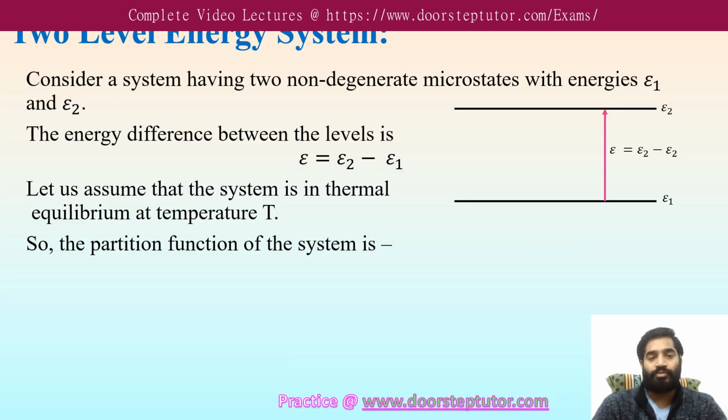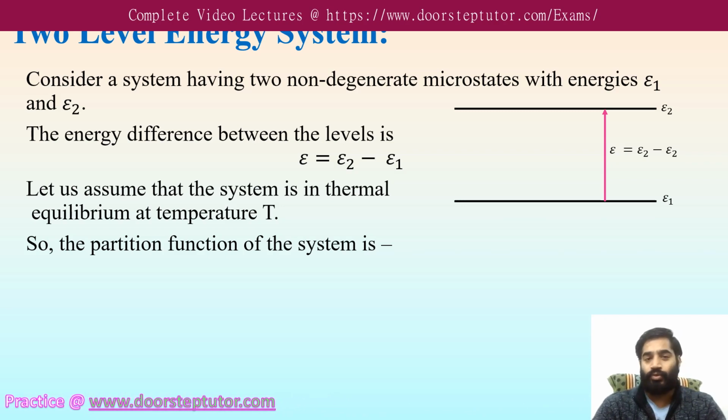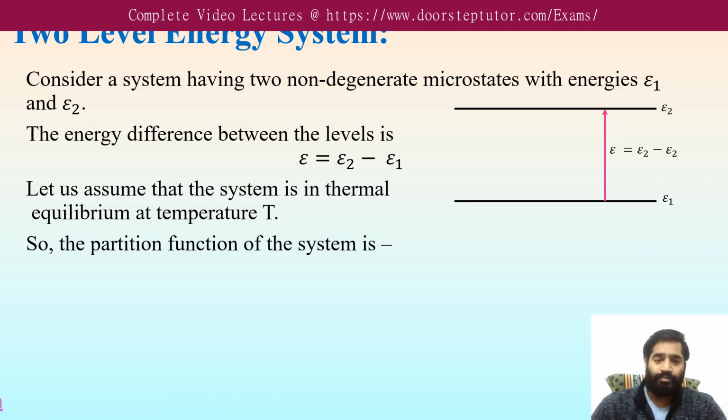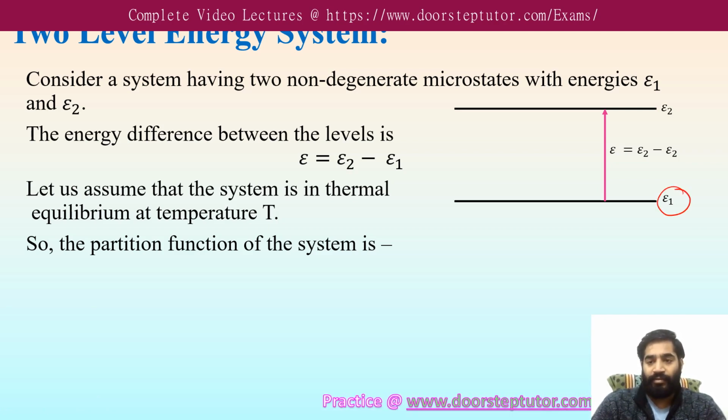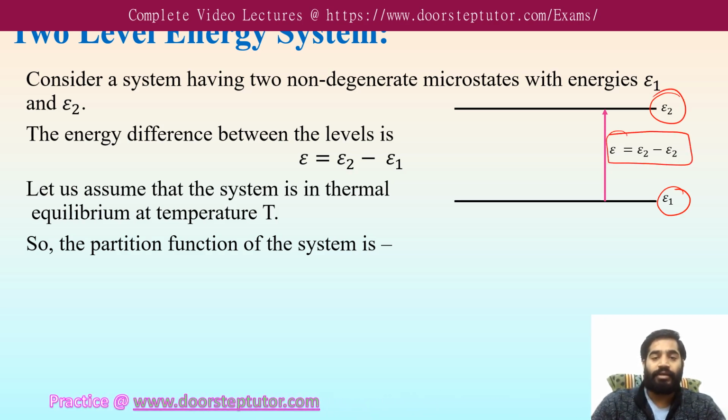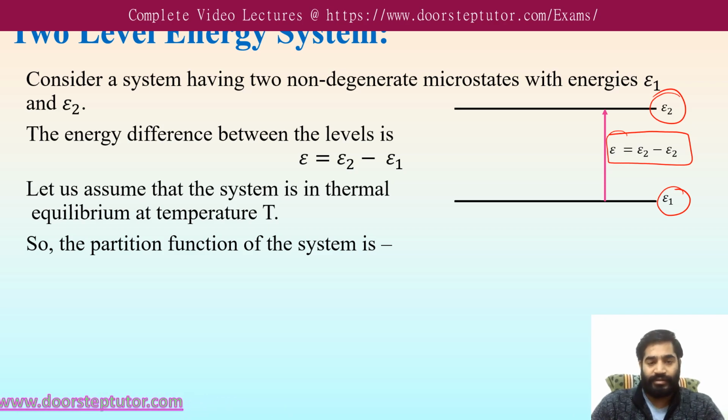Moving to the concept of negative temperatures, we must know what the two-level energy system is in statistical physics. Just by the name, it is a two-level energy system. For this, we consider two levels: one lower level, E1, and an upper level, E2. The energy difference between these two levels is obviously E2 minus E1.